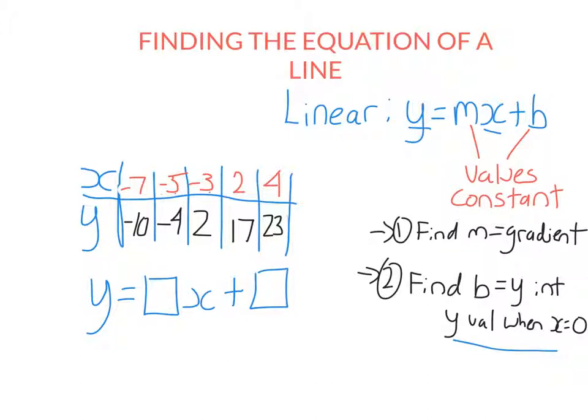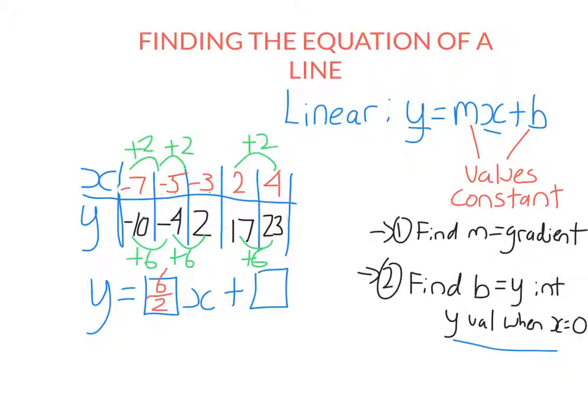This time we have x going up by 2. Each time here x is going up by 2 and y is going up by 6. This is still linear because each time x is going up by 2, y is doing the same thing. So the gradient in this case: if each time x goes up by 2, y goes up by 6, that means if x were to go up by 1, y would go up by half that, 6 over 2, which is 3. So y is going up by 3 each time.